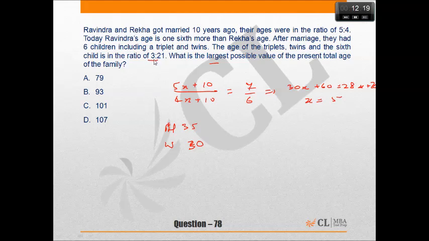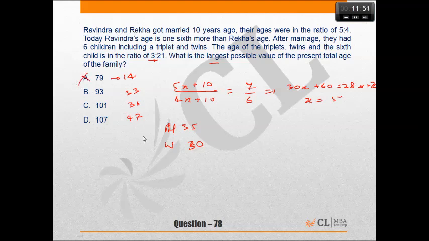So let me assume the triplets were born immediately after 1 year, so they were 9 years old, 9 years each. Okay, 65. This is 14. The difference. This is 33. This is 36. This is 47. Okay. So the largest possible value of the present age of all of them. Okay, 79 cannot be the answer.